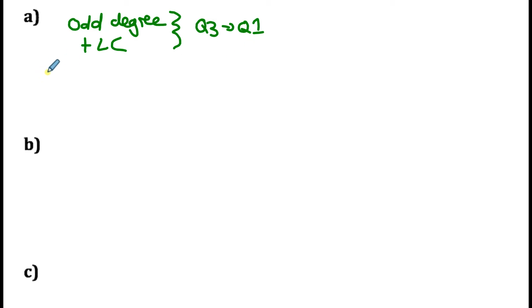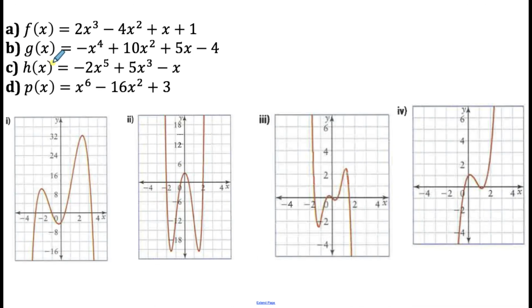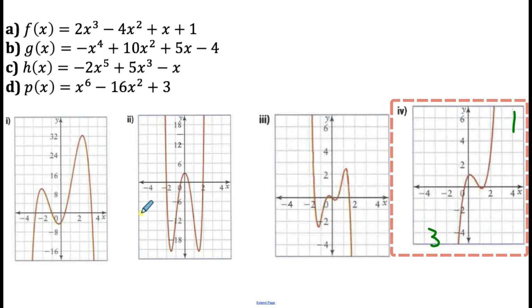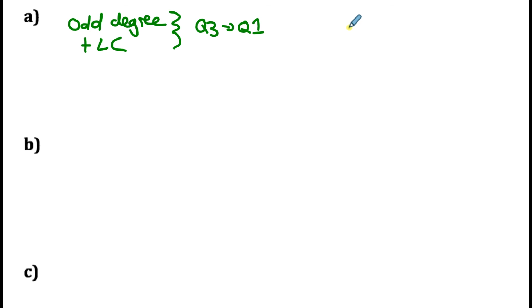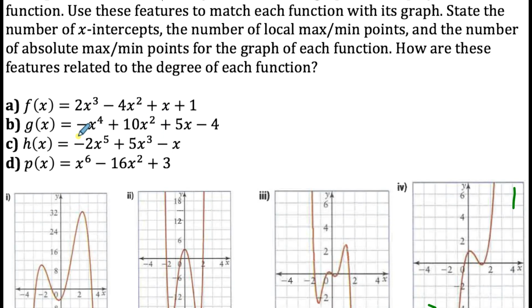And then let's find what graph does that. Which graph goes from quadrant 3 to quadrant 1? Well, there's only one of them. This one right here goes from quadrant 3 to quadrant 1. So graph 4 matches with that equation. Equation A matches with graph 4. Let's do B. B is even degree, negative leading coefficient.